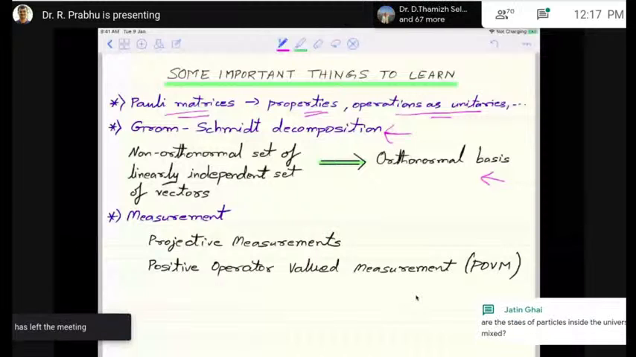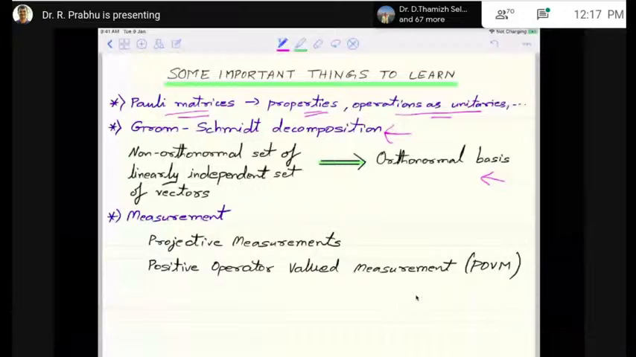Now I am ready to define quantum entanglement to you. Let's see what quantum entanglement is.